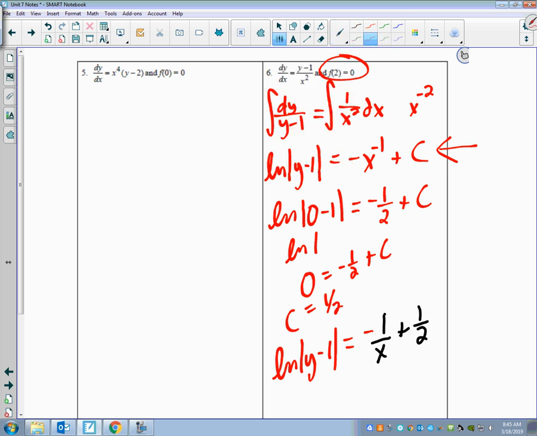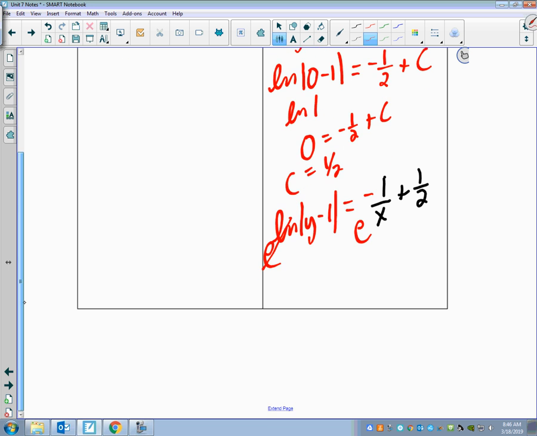And then what am I going to do? How am I going to get rid of the ln? I'm going to e both sides, because e and ln are inverses. So then I get y minus 1, I set the absolute value bars around it, equals e to the -1 over x plus 1/2.